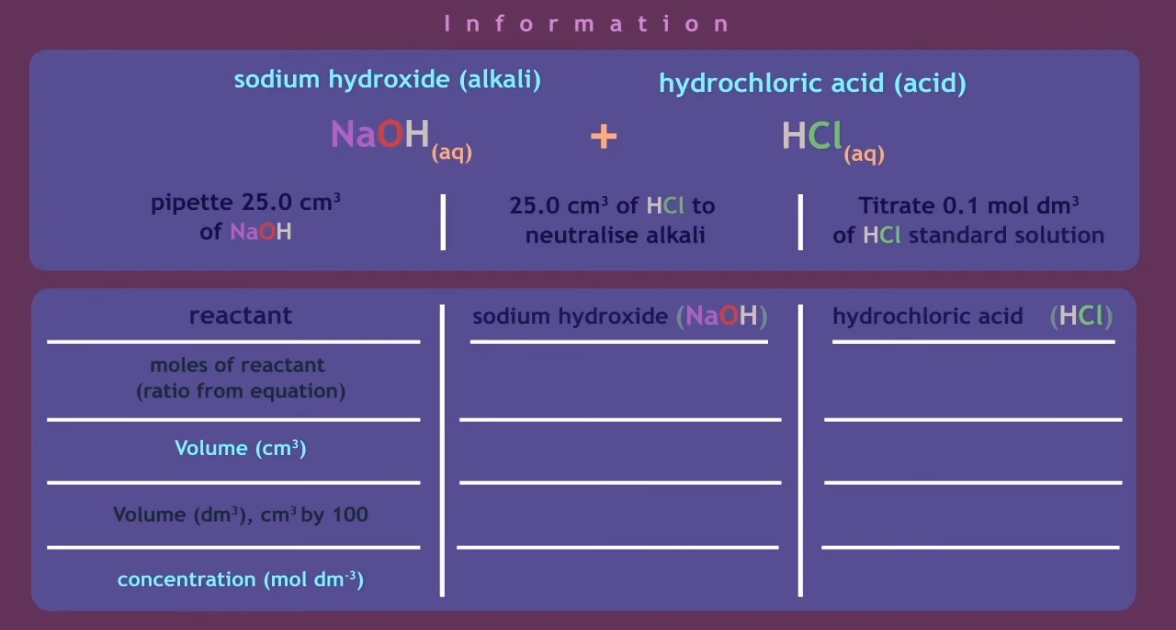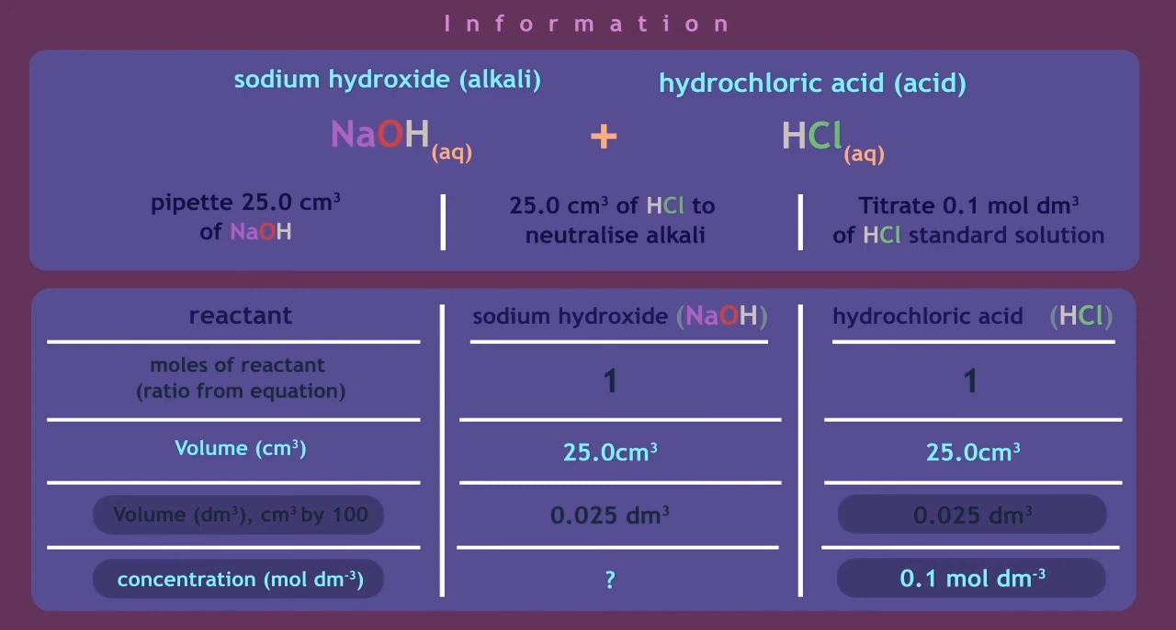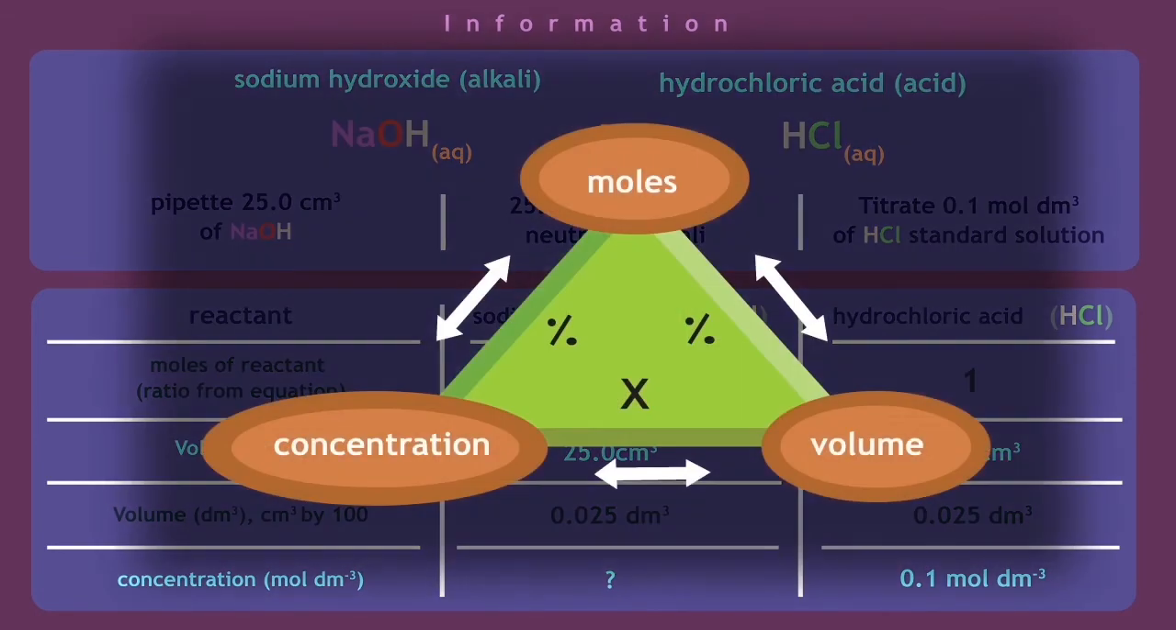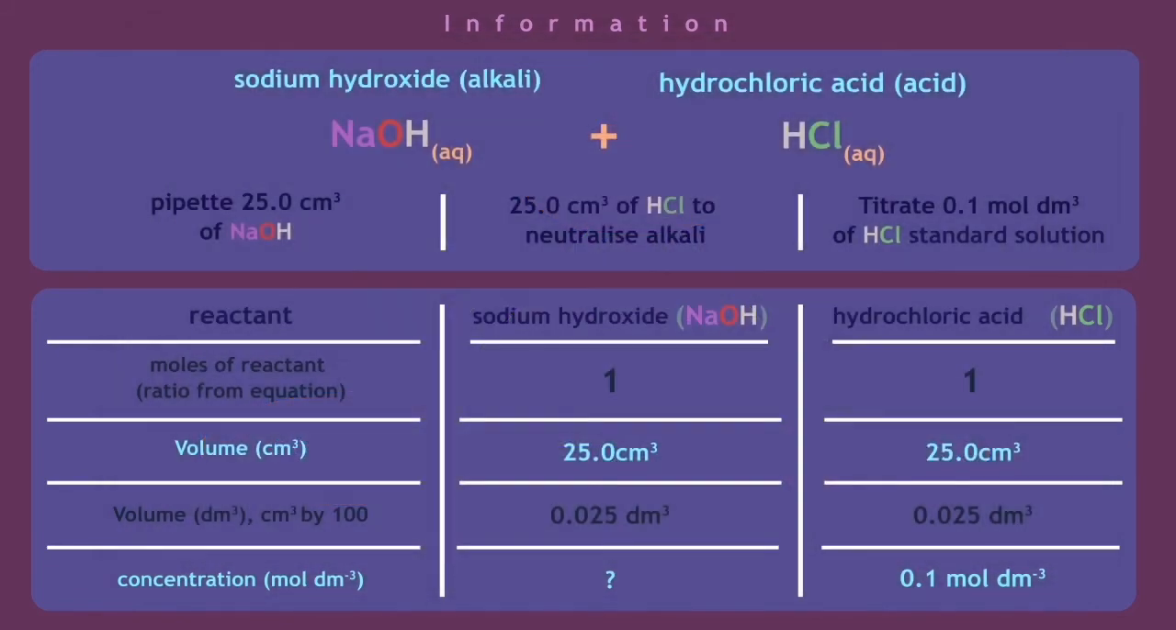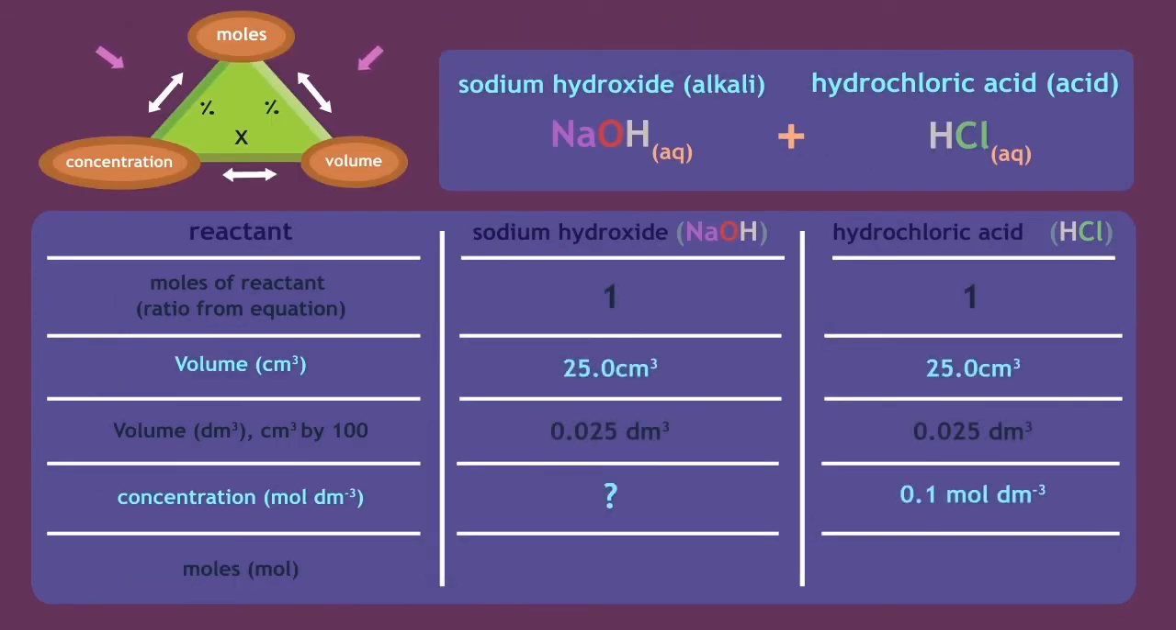Your completed table should look like this. You know the concentration and the volume of the acid used to neutralize the sodium hydroxide. This is 0.1 molar hydrochloric acid and 0.025 decimetre cubed. The next step is to use the formula triangle to calculate the number of moles. Add this as a row to your table. Use the formula triangle and calculate the number of moles. Pause the video and continue when ready.